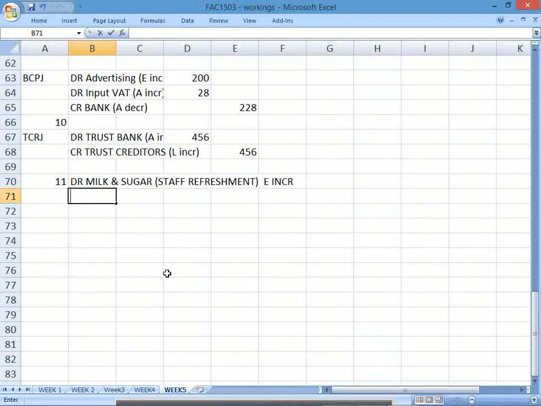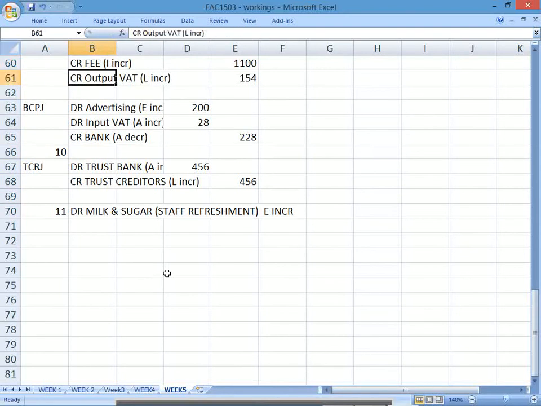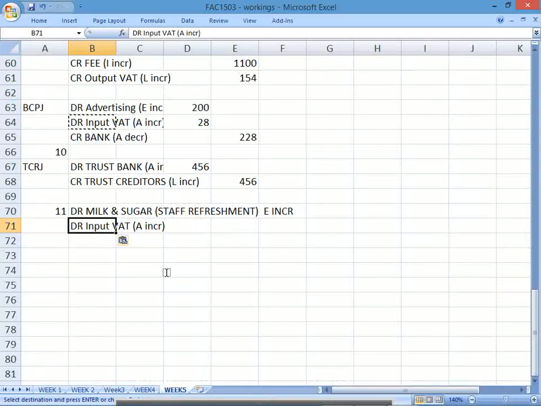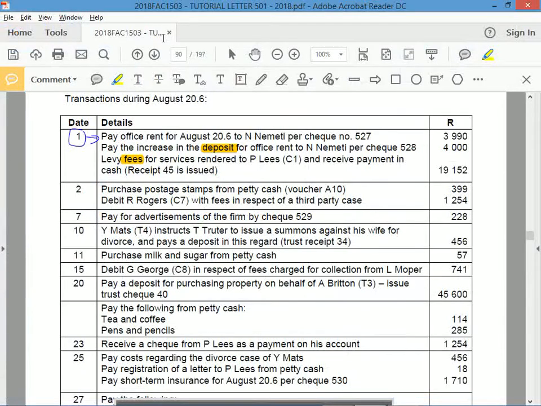Then you would have credited, debited as well, input VAT. But this is for the staff. Is this for the staff? Purchase milk and sugar from petty cash. This is probably for the staff, so then you wouldn't do that. Why? It's a non-allowable expense. It's not for business purposes. It's for enjoyment. So be careful with that. And then you would have credited the petty cash. That would have been 10.